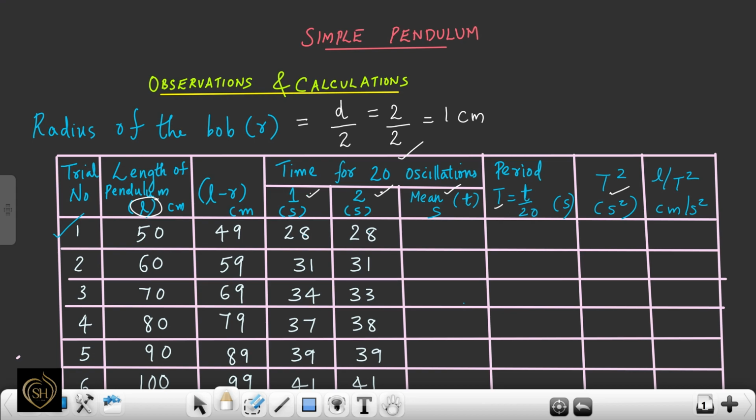The last column is L by T square, where L is the length of the pendulum and T square is the square of the time period. That is L by T square, unit centimeter per second square.